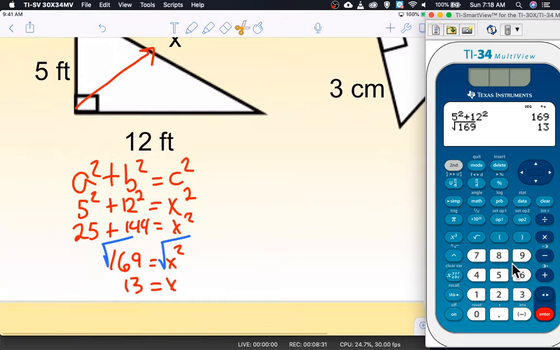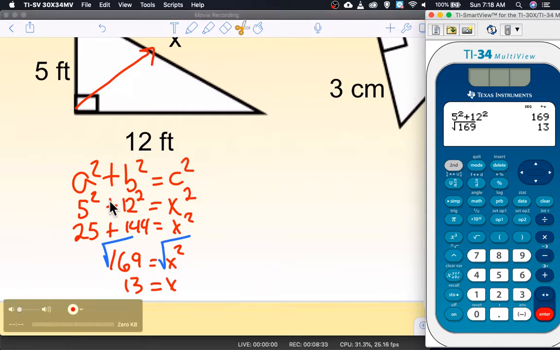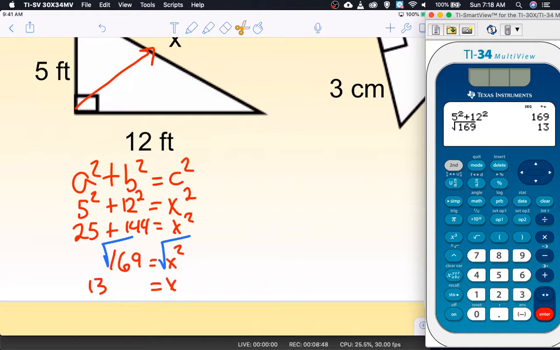So we wrote down our formula. We plugged in our numbers, making sure our longest side went in for the c. Then we simplified, solved the equation by square rooting, and there we have our answer. And I guess I should be a good boy and throw my labels in my answer. That's 13 feet. And there we have it.